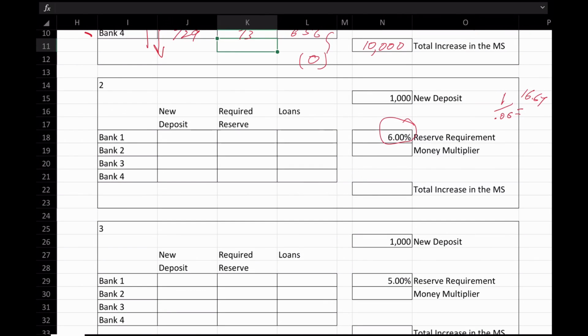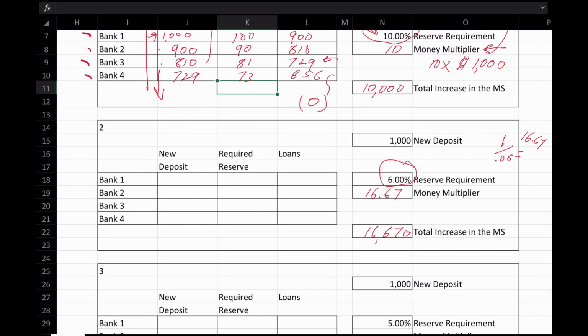So 16.67 times 1,000 is going to be 16,670, which is more than a $10,000 increase. So if we lower the reserve requirement, more money is available to loan out, and we can grow the money supply bigger, and we can stimulate the economy more. So right now, what did the Fed do? They lowered the reserve requirement to virtually 0, which means you can infinitely expand the money supply.